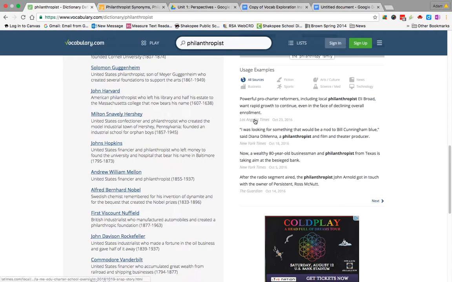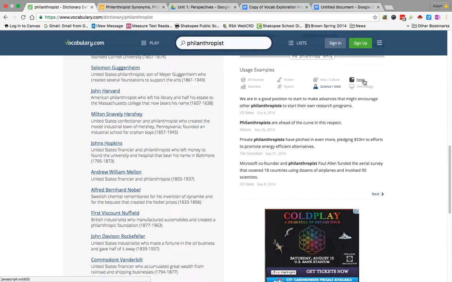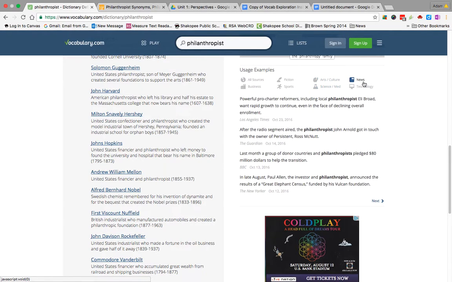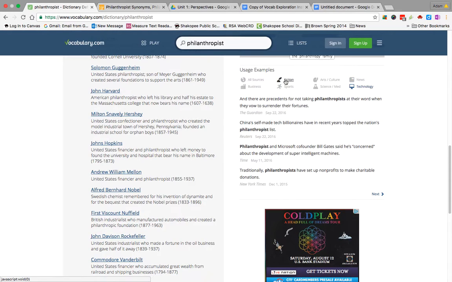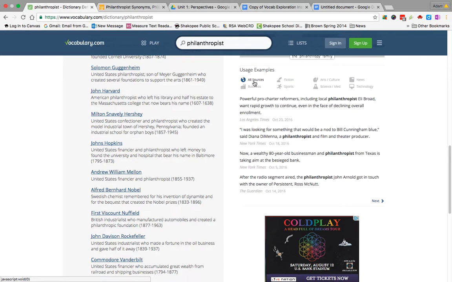Also, this does too. Los Angeles Times, Today, New York Times, Guardian. So they give me a bunch of examples, and actually I could look at just the usage in culture, or just the usage in science, or just the usage in news, or just the usage in technology, or just the usage in fiction. So that's really nice that I can find all of these examples that it's used in.